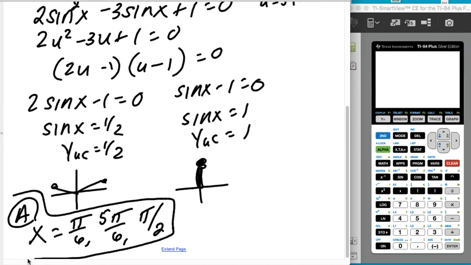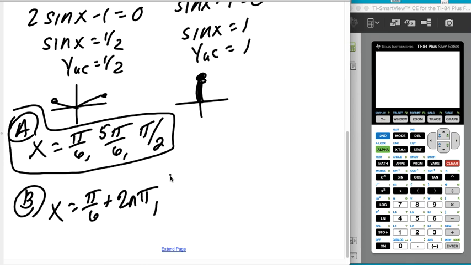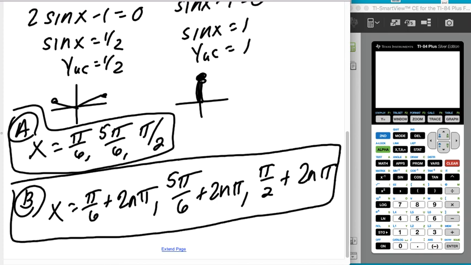And then for B, none of these make a straight line, right? So I'm going to have to list all 3 of them separately. There's no alternate options. So pi over 6 plus as many full circles as you want, 5 pi over 6 plus as many full circles as you want, and pi over 2 plus as many full circles as you want. And those are my answers. And I believe that that's it for this video.